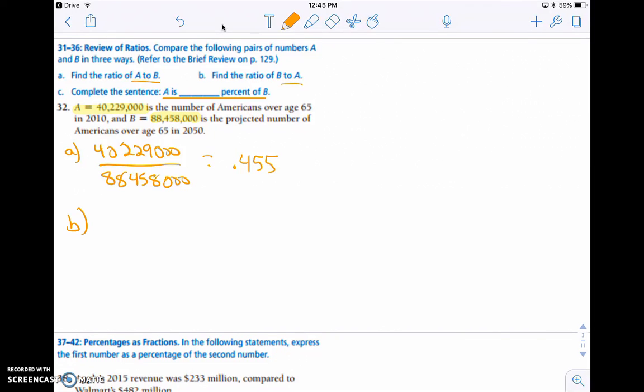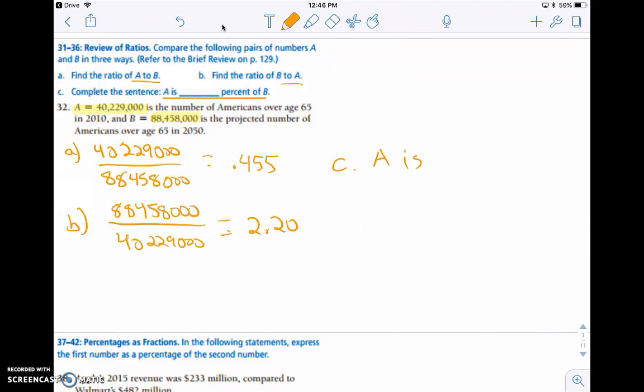Let's see, part B, we want the ratio from B to A. So if we go from B to A, then we're going to take B, which is 88,458,000, divided by A, which is 40,229,000. Well, just totally airballed on that. If you do this out, rounding to a couple decimal places, this is approximately 2.20.